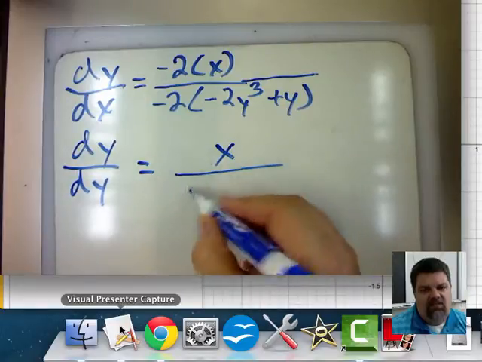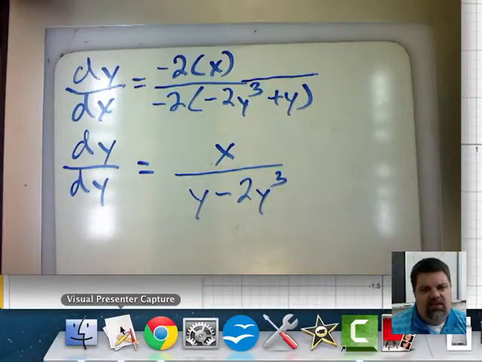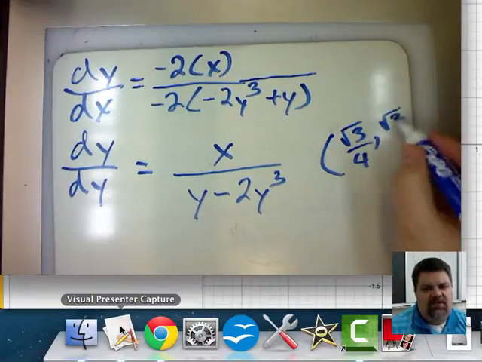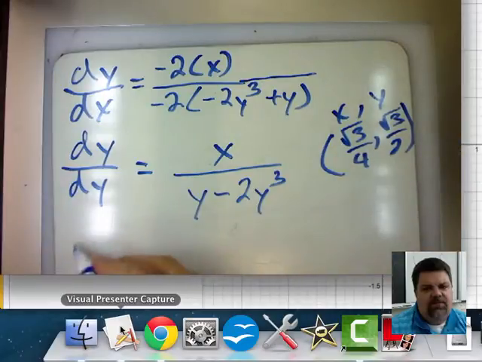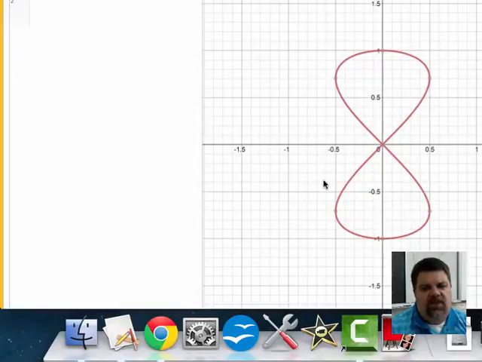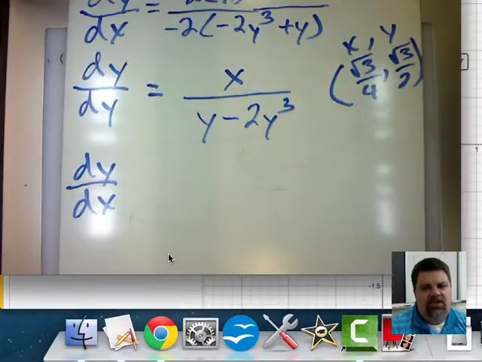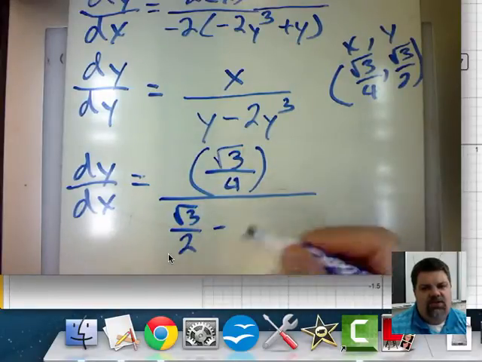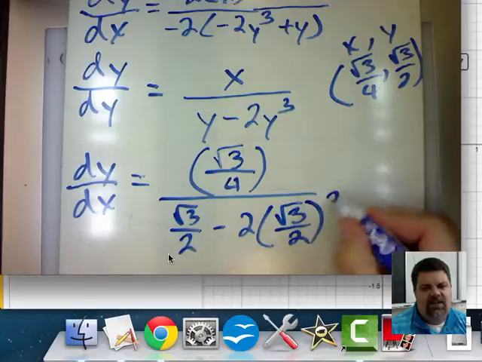We're going kind of fast, but you can look at the solutions in the Google Drive. But anyways, by canceling out the two negative 2's, I've got a simpler dy dx: x over y minus 2y cubed. To find the slope, I'm just going to plug in the x and y values they gave us. There's one point here and one point here. The first one we'll do is the one up here, √3 over 4, comma √3 over 2. So I've just got to plug those x and y values into my dy dx.